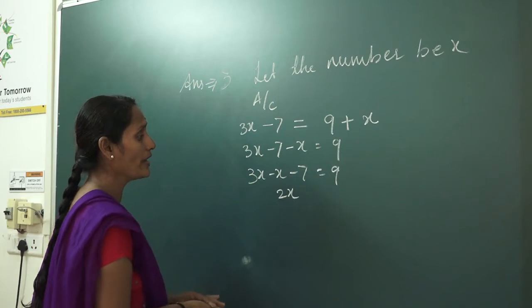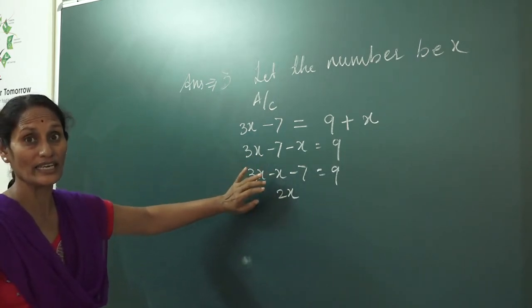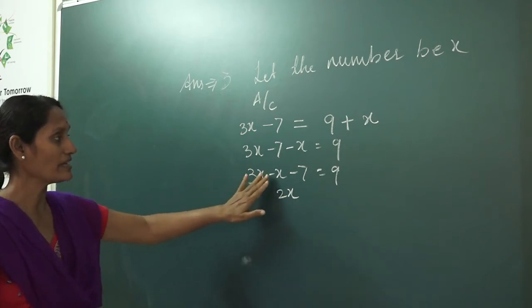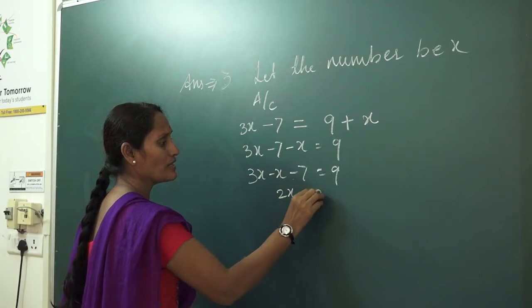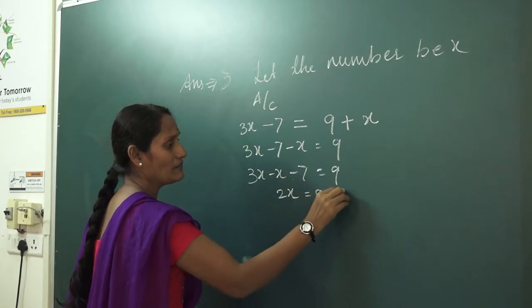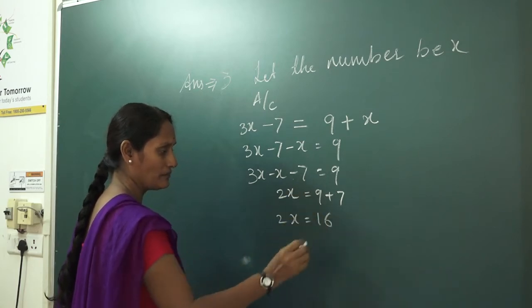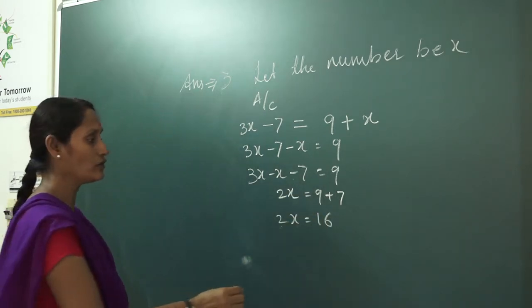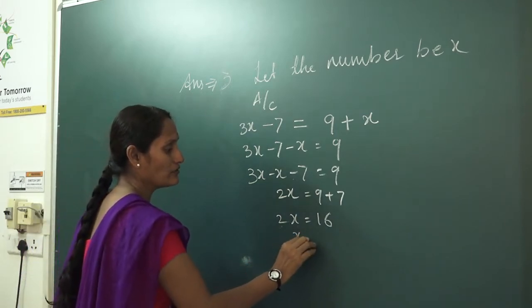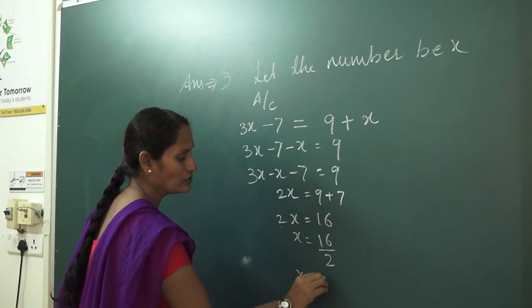Now how did I get 2x? Because here this x is not having any coefficient. Nothing is there means 1. So 3 minus 1, 2. 2x. Minus 7 is transposed to that side. So it will be 9 plus 7. So 2x equals to 16. Now 2x means 2 is in multiplication form. So when it will go that side, it will become division. And x is equals to 8.